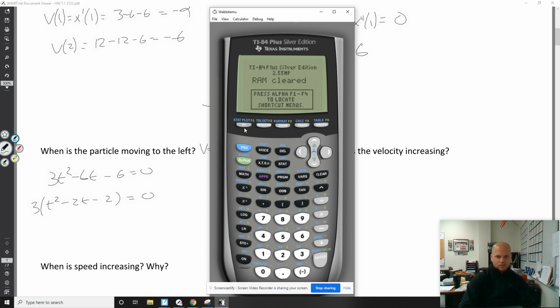I knew this was coming. I apologize for this. 3t squared minus 6t, I'm using x's, same thing, minus 6. I'm going to graph y equals 0. Remember how we solve equations? We can graph y equals the left side, y equals the right side, and find the intersections.